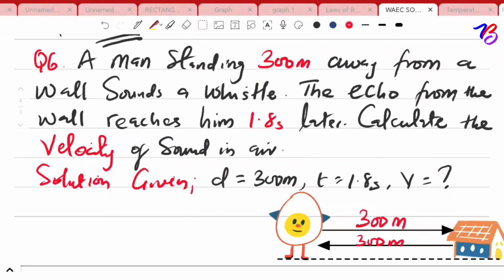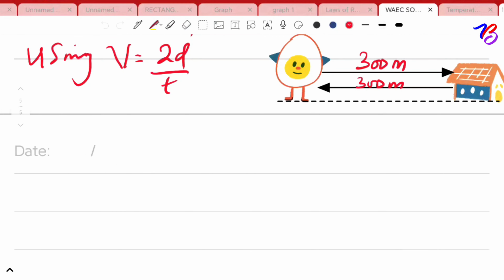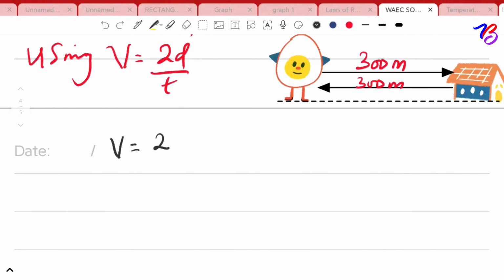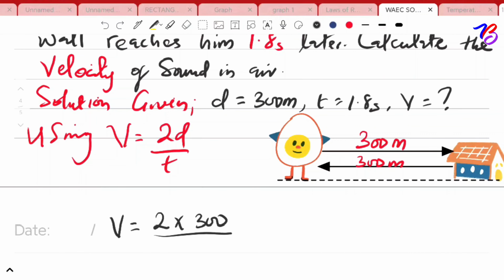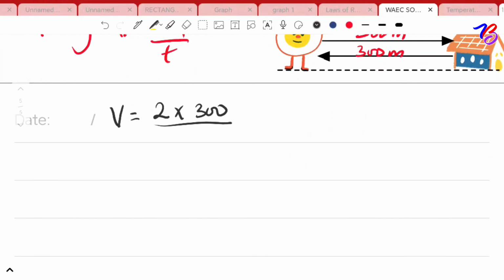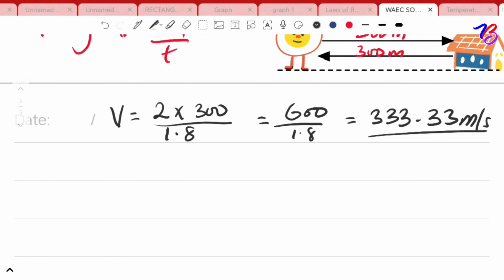Okay, so let's solve this properly now. We are solving using v is equal to 2d over t. Then automatically we know that v is equal to 2 multiplied by 300, all divided by our t, which is 1.8. So 2 multiplied by 300 will give you 600 over 1.8. Our final answer becomes 333.33 meters per second.